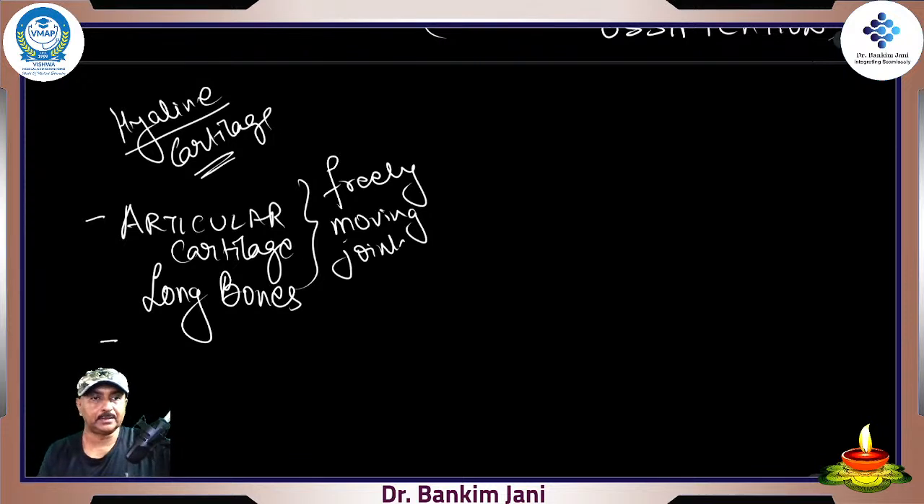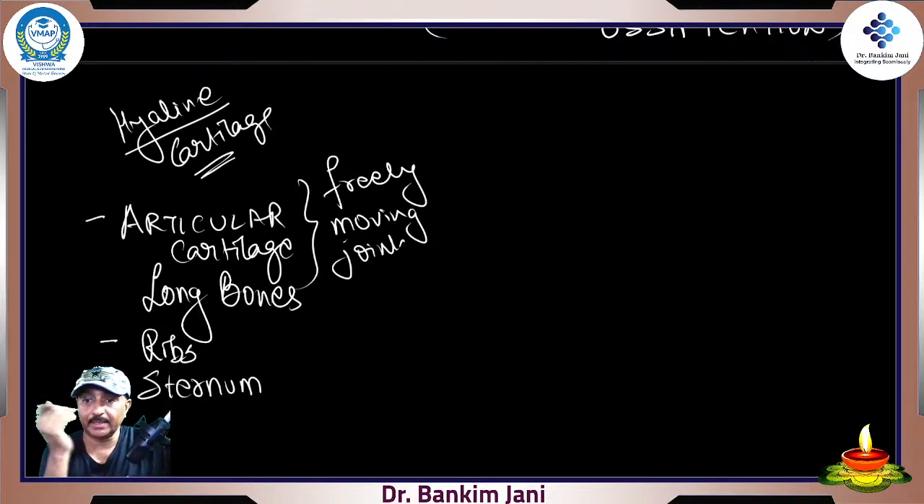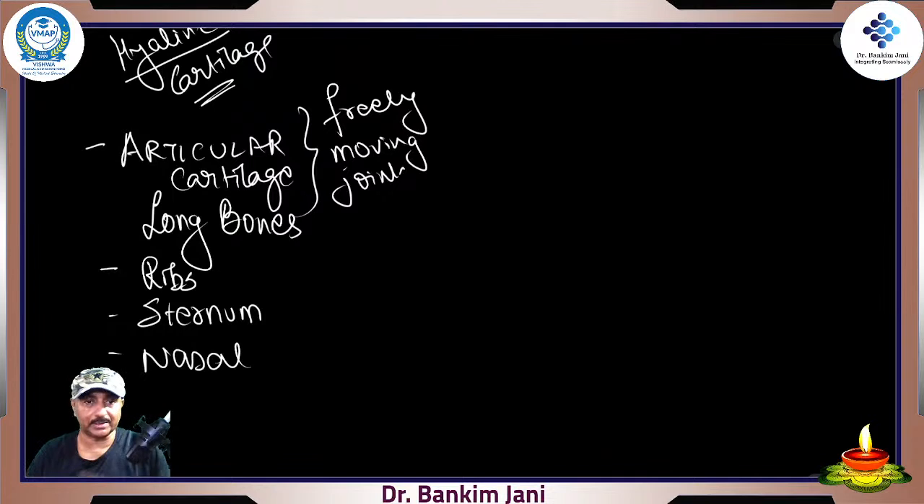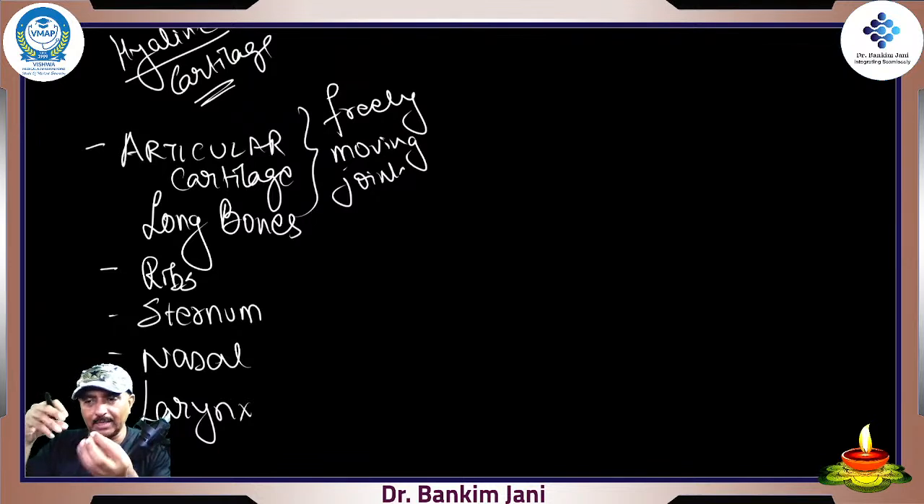You will also find it in ribs, sternum, and also your nasal cartilage, not the bones. I'm sorry, nasal cartilage, because the nasal bone is only this much, but then there is the nasal cartilage. Then the larynx. Larynx is your voice box. When we study the larynx, it is such a masterpiece because those small cartilages tune themselves in such a beautiful way, pulling and pushing those vocal cords to generate various sounds. A highly sophisticated equipment.